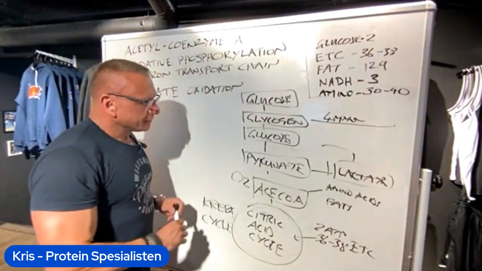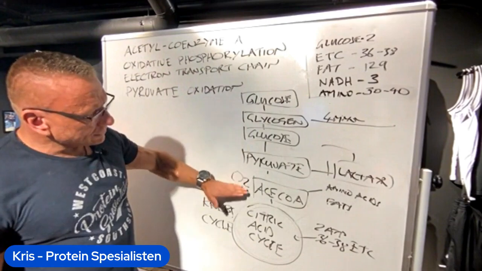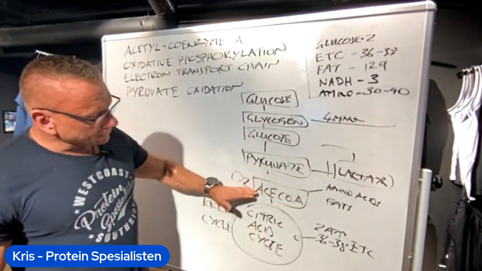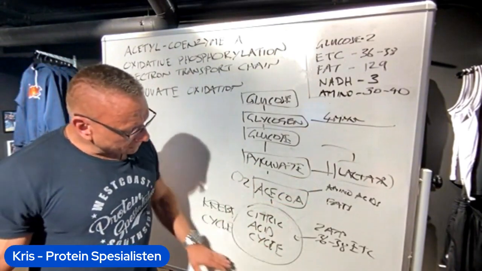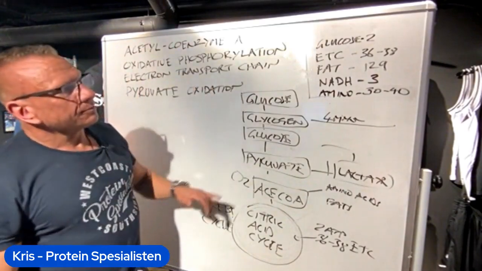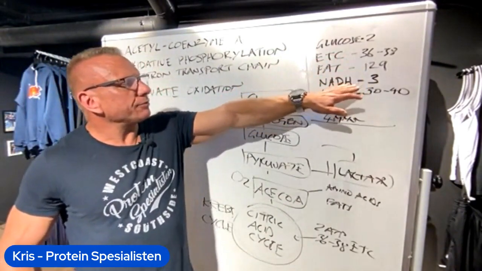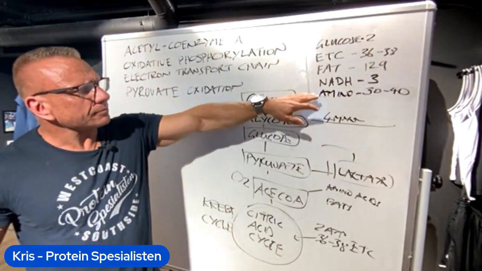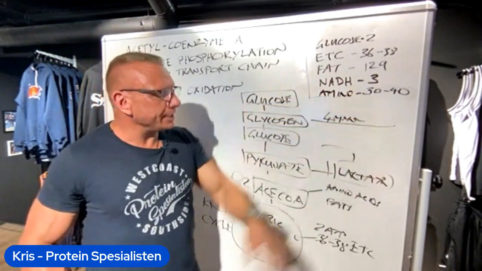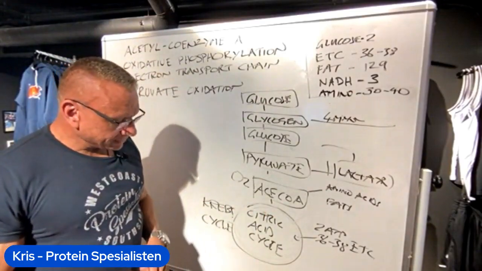But for this session, we're talking about how pyruvate turns into acetyl coenzyme A, and amino acids and fats can turn into acetyl coenzyme A, and the citric acid cycle, which includes the electron transport chain, creating 36 to 38, 129 from fat, 3 from each NADH. I think it's 2 from every FADH. Amino acids 30 to 40. So there's a huge benefit of getting into the citric acid cycle.